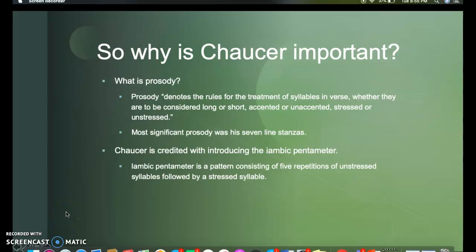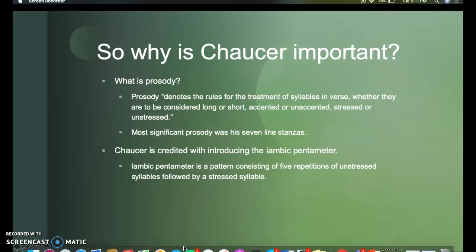I think we should start at the beginning, as in what is prosody. During my research, the word prosody came up often. Hale and Kaiser define prosody as the treatment of syllables in verse, whether they are considered long or short, accented or unaccented, stressed or unstressed. French, author of A Chaucer Handbook, claims that Chaucer's most significant prosody was his 7-line stanzas.